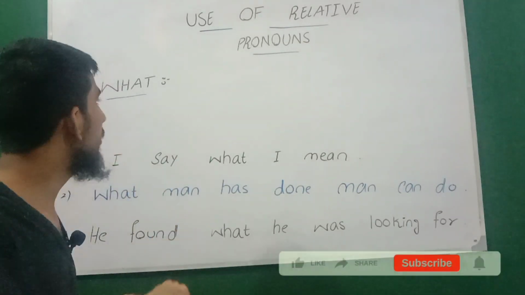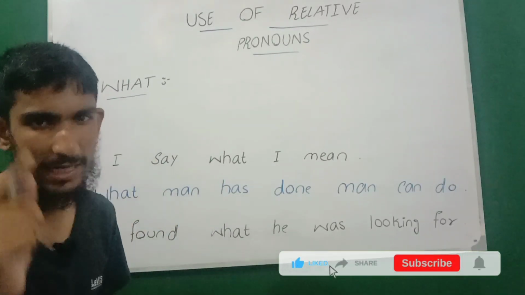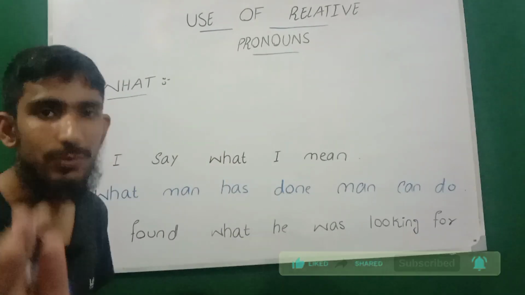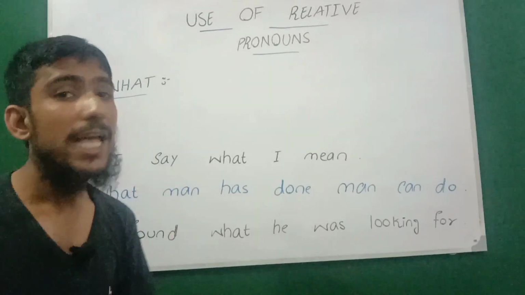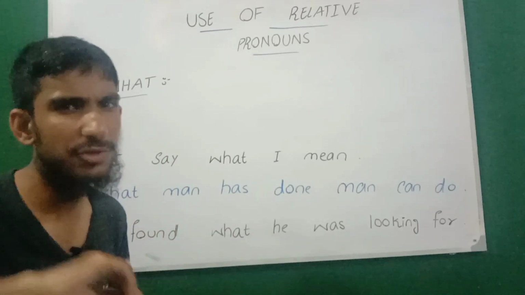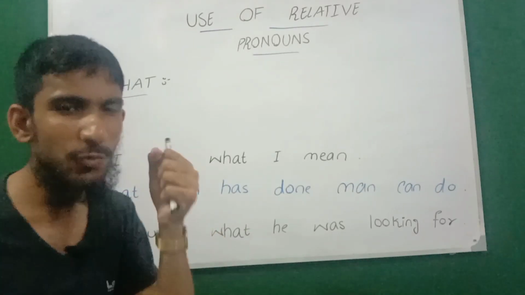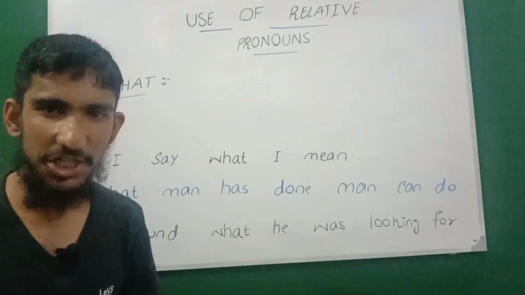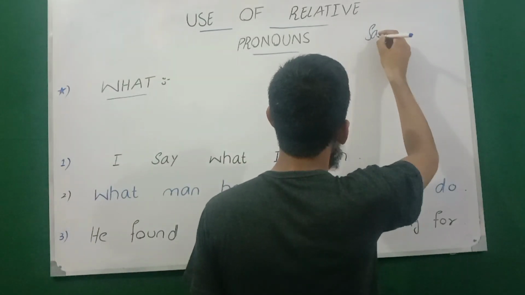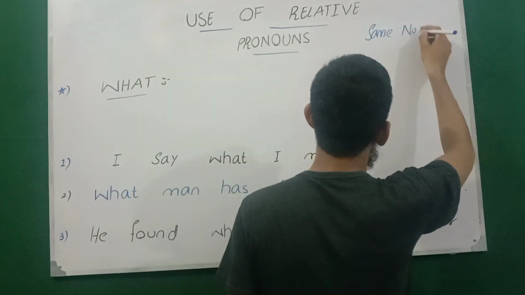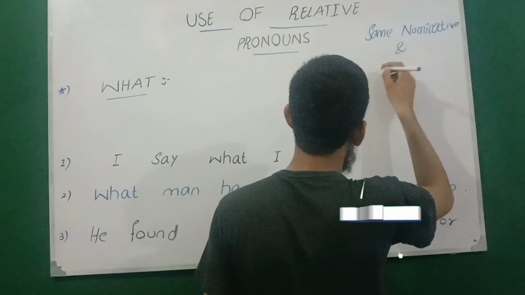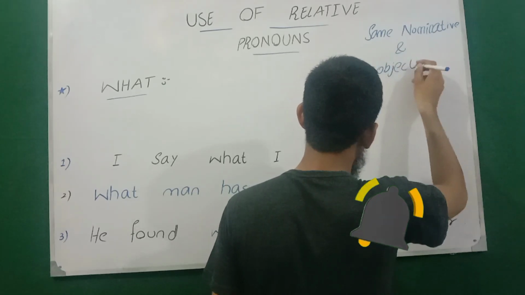So we will now discuss the usage of the relative pronoun "what" in English grammar. As I mentioned, we have discussed in part 6 the forms of relative pronouns. We discussed the form of who, which, that, and what. These are all relative pronouns. If you missed that video, I request you to go to the channel and watch the complete video. You will know the full concept of relative pronouns in English grammar. Now look, as I mentioned earlier, "what" has basically the same nominative and objective case, which is the accusative case.